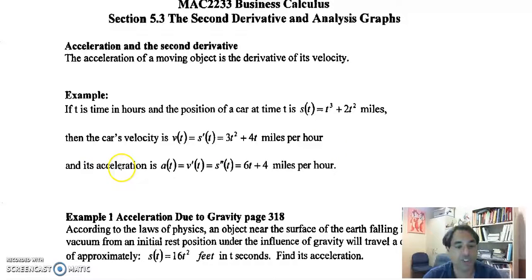And in its acceleration, if I take the second derivative, so the second derivative of the original, or the first derivative of the first derivative, which is the second derivative, would be acceleration. That would be 6t plus 4 miles per hour squared. Miles per hour squared. That is how the car is accelerating, how the rate of change is changing.